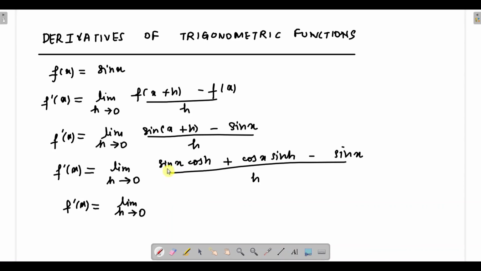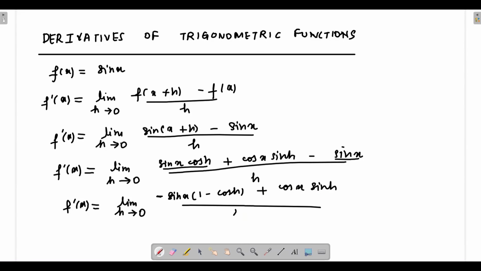Here what we can do is take sin x common from these two. So minus sin x we can take common. So what will happen here? You will get 1 minus cos h, right? 1 minus cos h, minus sin x we are taking common. So 1 minus cos h, and plus this remains as it is, so cos x sin h, right? And then that is divided by h.